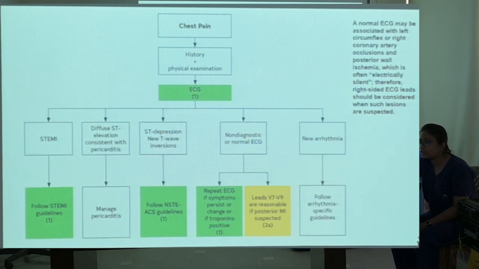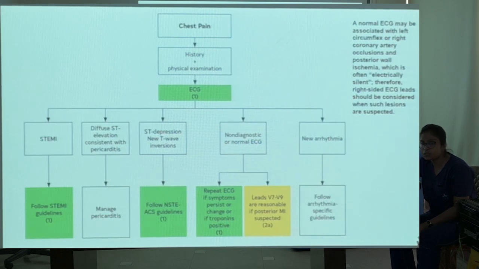As far as the different ECG findings are concerned, if we get diffuse ST elevation that is consistent with pericarditis, then the management would be according to pericarditis. If there is ST depression with new T wave inversion, that is diagnostic of non-ST elevation MI. There are different guidelines which I will explain later on. If there is a new arrhythmia, then we will be following the arrhythmia-specific guidelines.